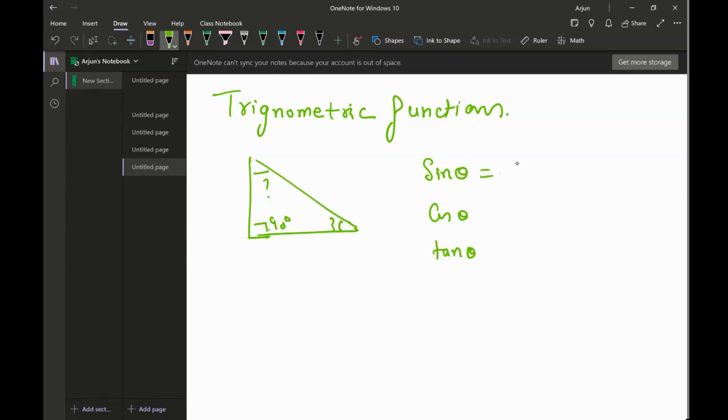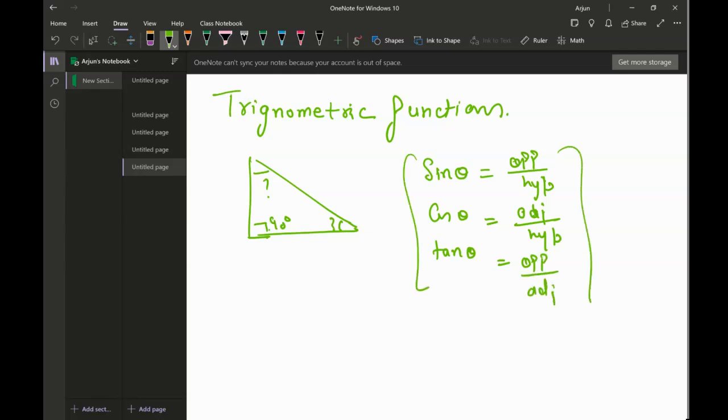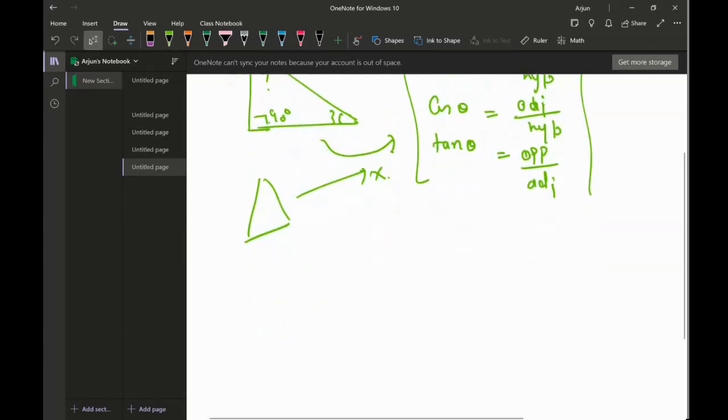So sine theta is always opposite upon hypotenuse, I shall say. Cosine theta is adjacent upon hypotenuse, and then the tangent theta is opposite upon adjacent. These three trigonometric ratios which I have written can only be applied to a right angle triangle. If the triangle is not a right angle triangle, I cannot apply the trigonometric ratios to them. Remember this concept.